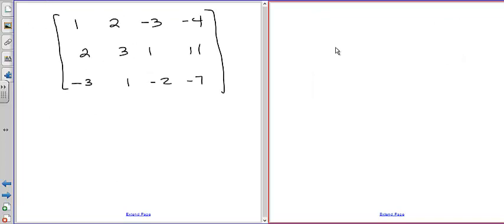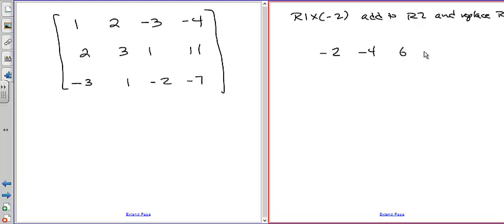So we've already got row 1 where I want it. I've got a 1 here, so I don't have to do anything there. So I'm going to take row 1 multiplied by negative 2, add to row 2, and replace row 2. Okay, so let's take row 1 multiplied by negative 2. So you get negative 2, negative 4, positive 6, positive 8. So these are all these numbers multiplied by 2. Here's row 2.